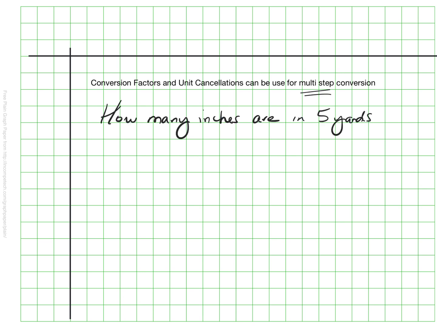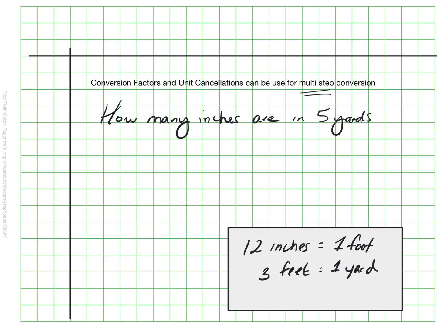So instead of saying how many feet are in 5 yards, imagine I had said how many inches are in 5 yards. And this time I need to know not only that there are 3 feet in 1 yard, but also that there are 12 inches in 1 foot. But after that, I'm going to start it the same way. I'll start with what I know, which is the 5 yards. And I know that 5 yards is equivalent to 3 feet. So I'll put my 3 feet ratio for 1 yard together.